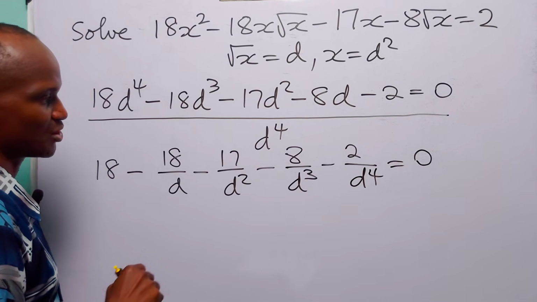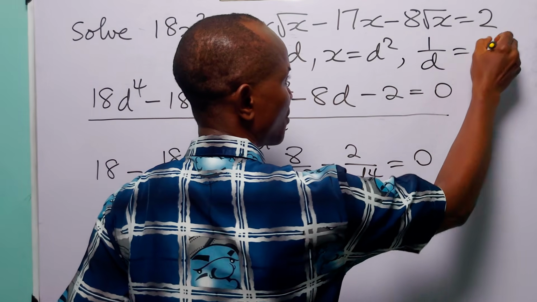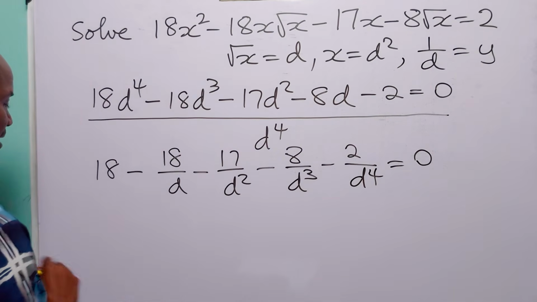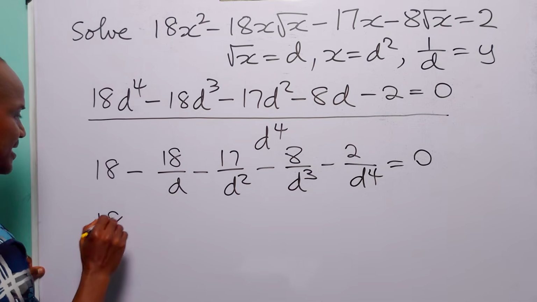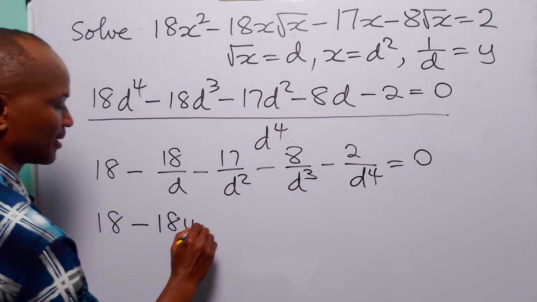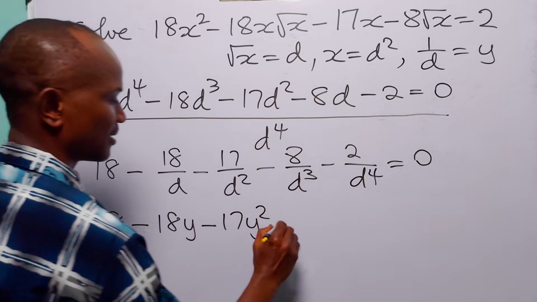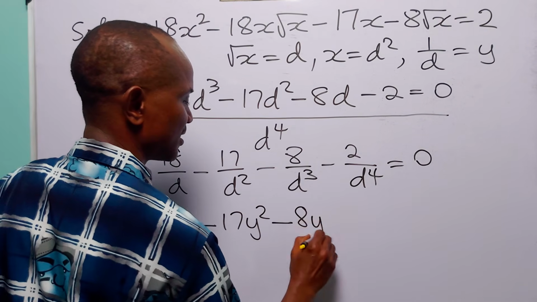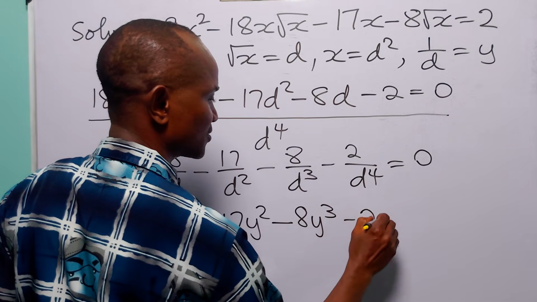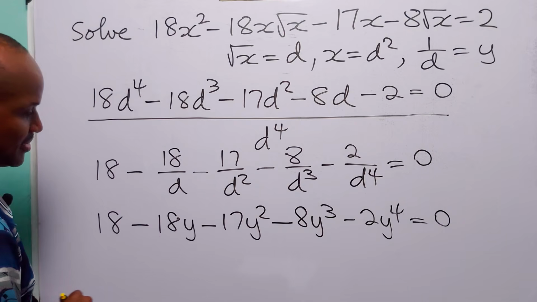Now let us do one more substitution. Let 1 over d be equal to y. Now the equation becomes 18 minus 18y minus 17y squared minus 8y cubed minus 2y to the power 4 is equal to 0.